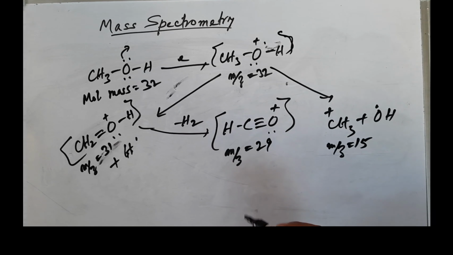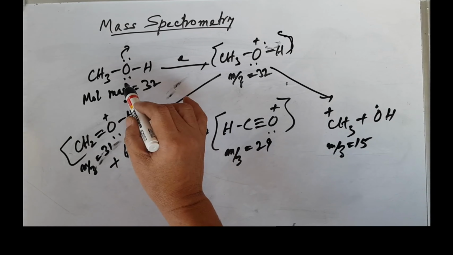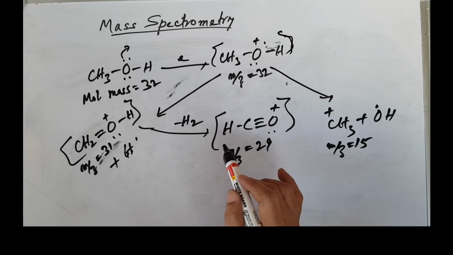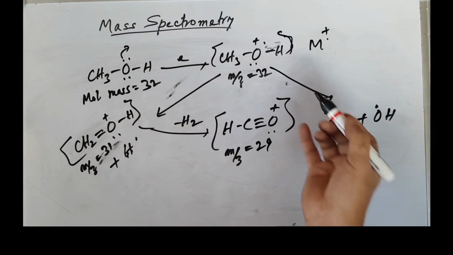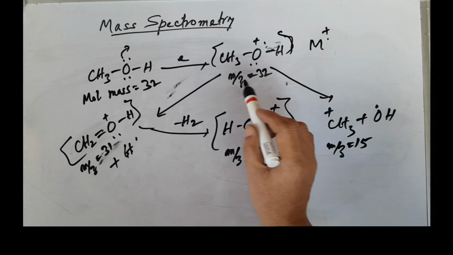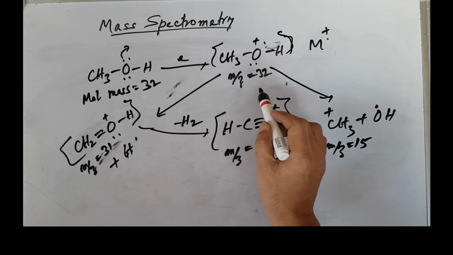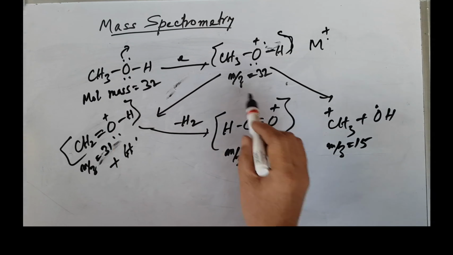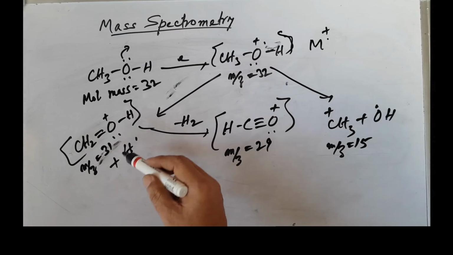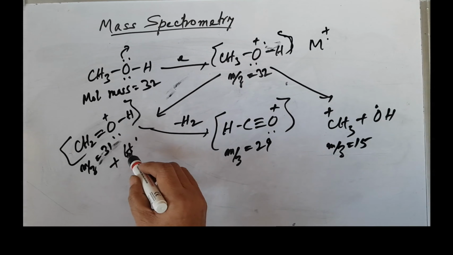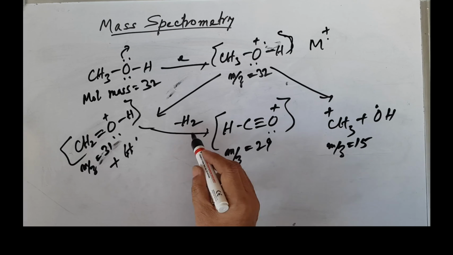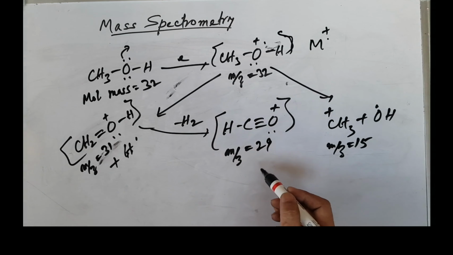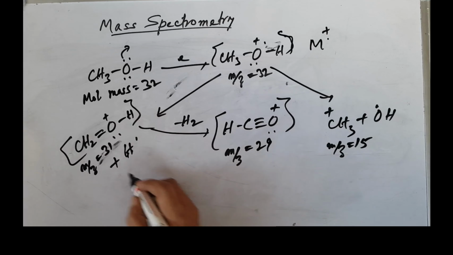I'm giving one example of methanol, how methanol undergoes fragmentation. Methanol is bombarded with high energy electrons. You get a molecular ion peak, the parent ion, with the m/z value 32, the same as the molecular mass of methanol. Then this undergoes fragmentation, losing one hydrogen radical to get this fragment ion, and then loses another hydrogen, giving another cation radical. So you can see how it is formed from here.